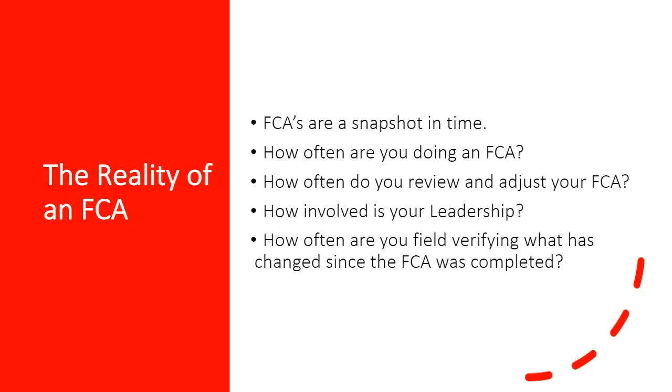An FCA can give you a real good snapshot and a true today vision of what your building status is. But you need to get your leadership involved so they also understand that and they can help you make changes as you move forward. But also, how often are you field verifying what's changed? Again, if you're doing an FCA every 5 years, what's changed in your building over the last 5 years, and how are you field verifying that information is still true?